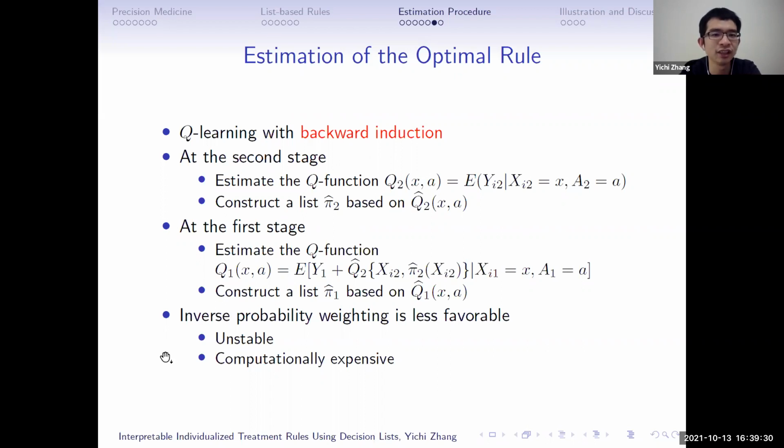And also, it could be computationally expensive, because if we go with this approach, we have to estimate π1 and π2 jointly. Whereas if we go with backward induction, we are really estimating π2 first and then followed by π1 in a sequential manner.